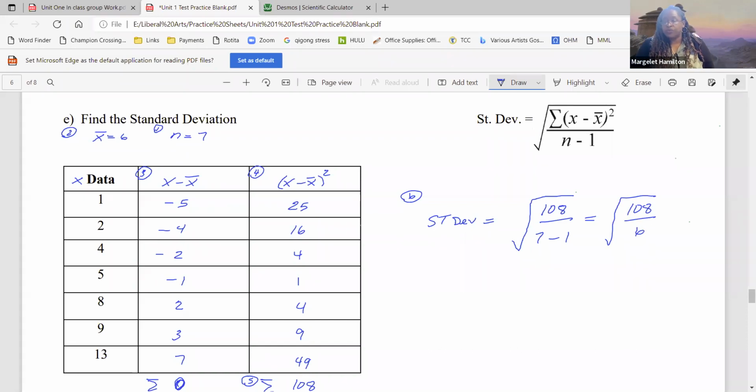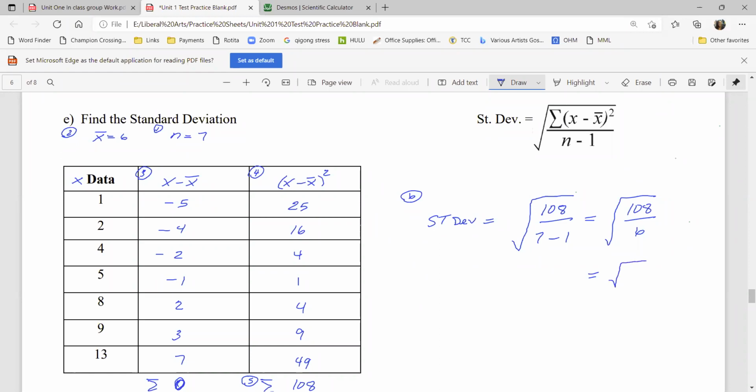Go ahead and do your 108, however you feel comfortable putting it in your calculator now. So if you want to do 108 divided by 6 and get that number, we'll see that it comes out to be a perfect little number, right? Mm-hmm. You should have gotten 18. 18. Yes, ma'am. So we should get the square root of 18. Now remember, you still got to take the square root.